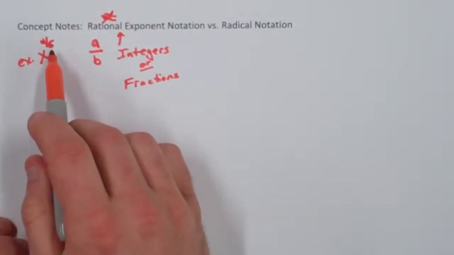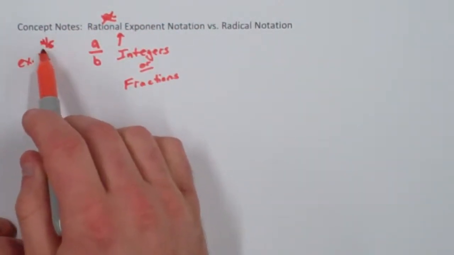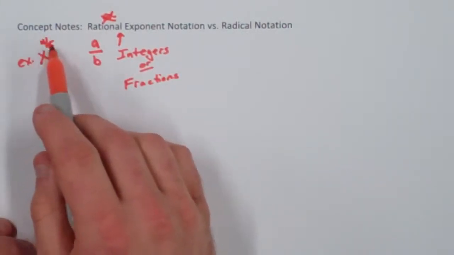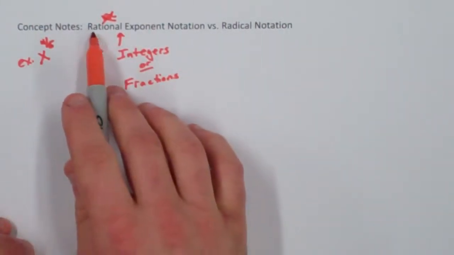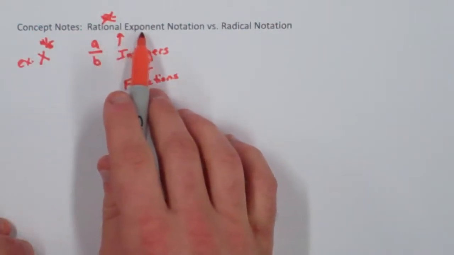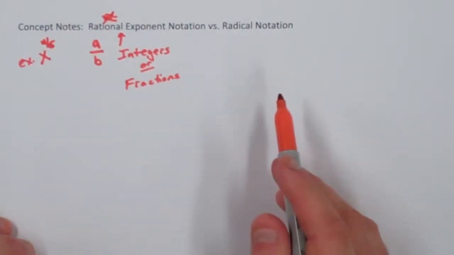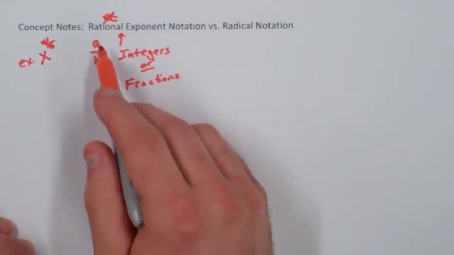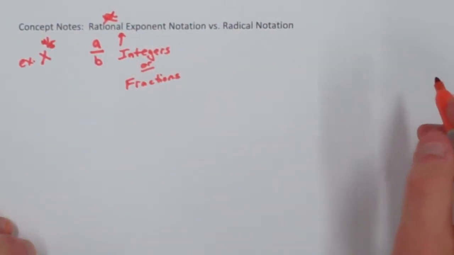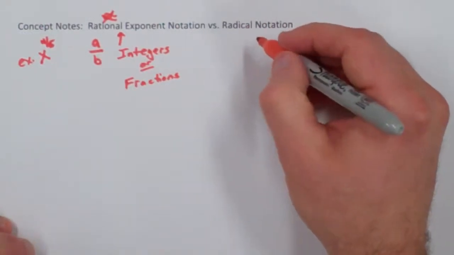So it could be an integer up here, it could be just x squared or something like that, but a lot of times you're going to see a fraction up here, and that's just a rational number. So a rational exponent would be an exponent that is a rational number, and a rational number can just be written as a fraction. Radical notation, however, is a little bit different.